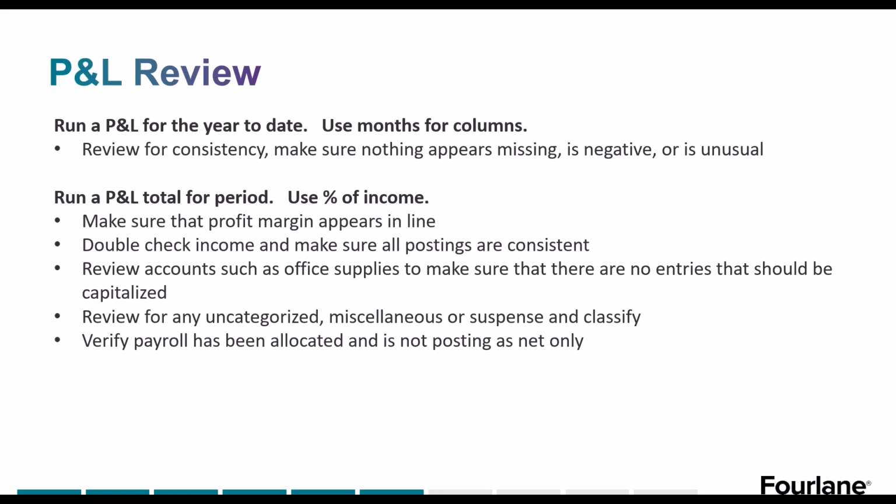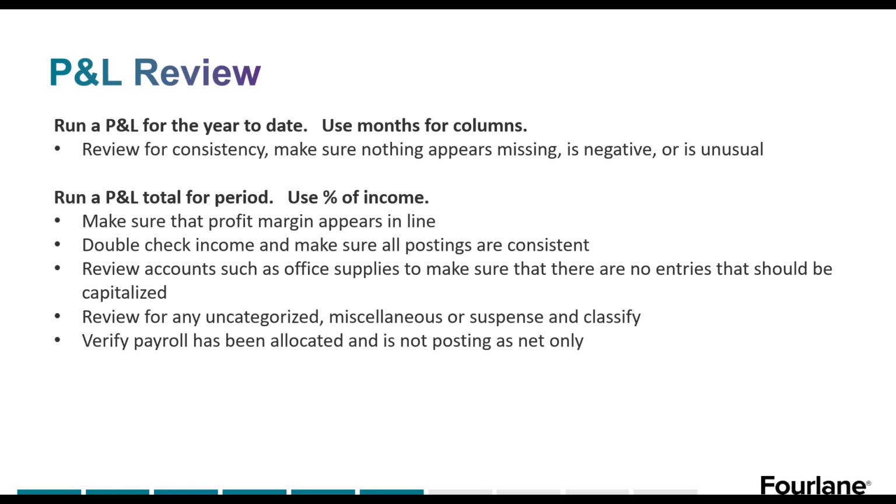The first one is to run a profit and loss for year to date and change the columns to months, and look through it. What I'm looking for when I do this is to see if there's anything obviously missing. If you've got rent for every month except last month, there's a clue that there's something missing, right? Or maybe it's put in the wrong place. So that's what you're looking for, consistency.